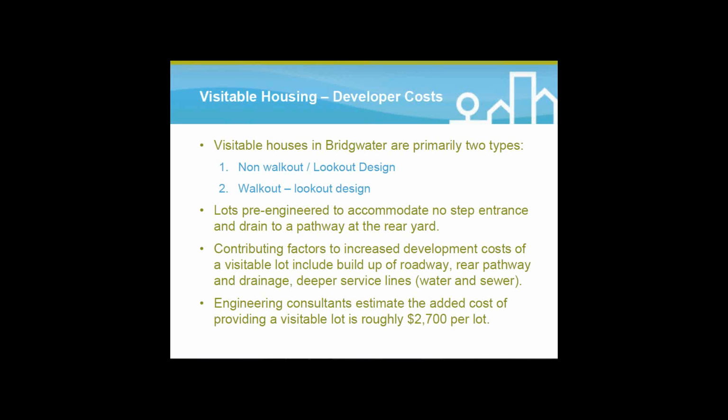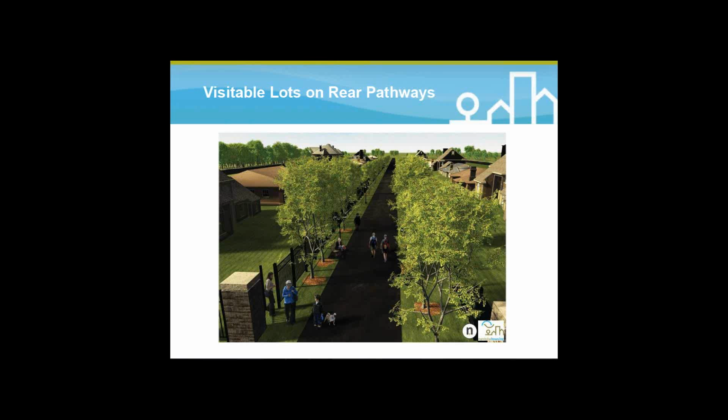And this is just a depiction of what our visitable lots on rear pathways look like. Essentially, these visitable homes are backing onto a pathway that fits in with our walkability notion of the neighborhood, provided with developer-provided wrought iron fencing, and essentially provides a bit of a buffer from your neighbor. So in most homes, you're backing right onto a neighbor at the rear of the home. Here you have a nice pathway in between.